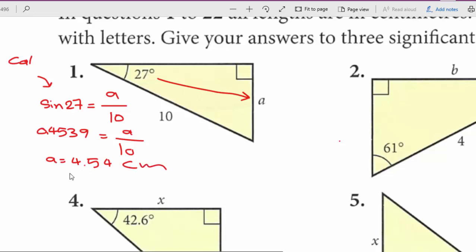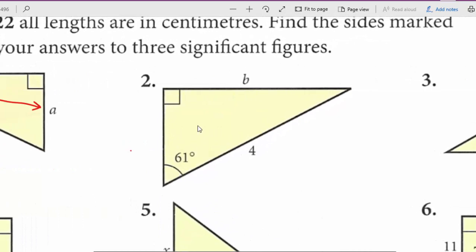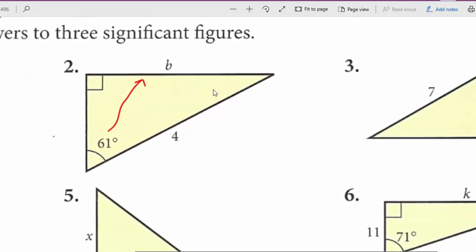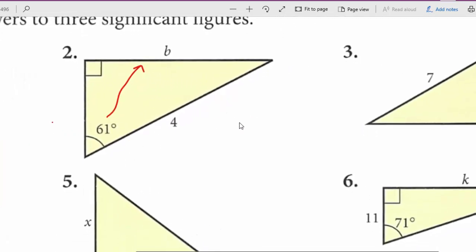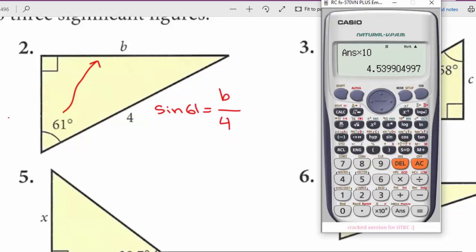Question 2, which side is missing? It's again the side opposite the angle. We have this angle. The opposite of the angle, the side is missing. Again, we have to use sine. Then sine of 61 is equal to opposite over hypotenuse, b over 4. Then again, use your calculator.